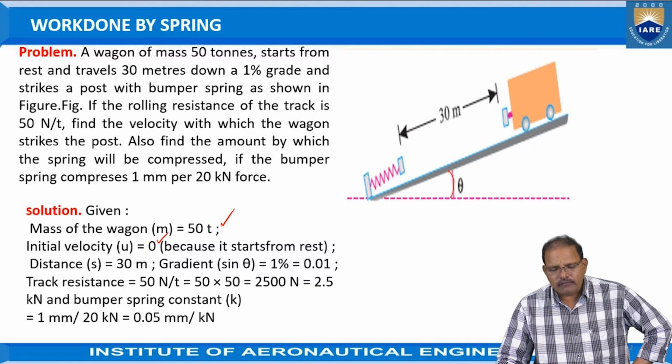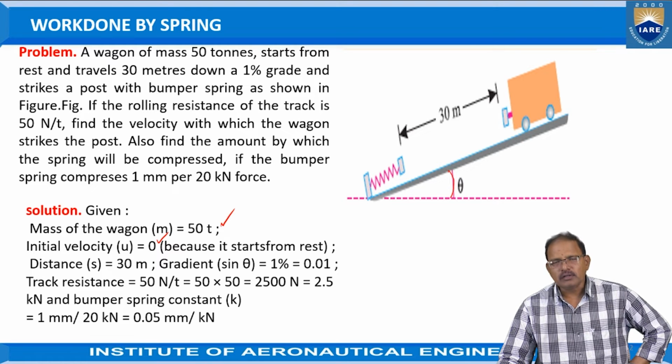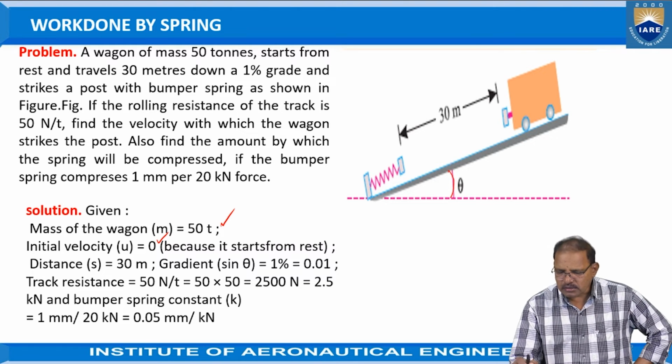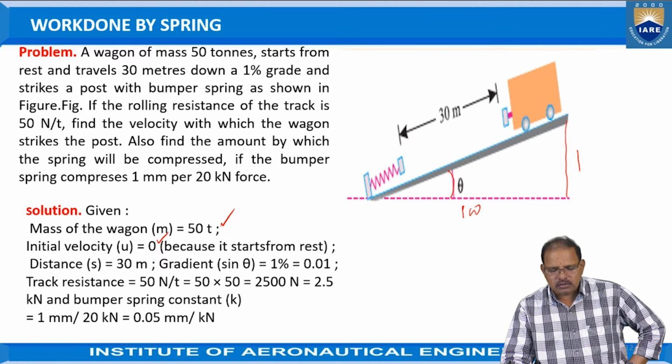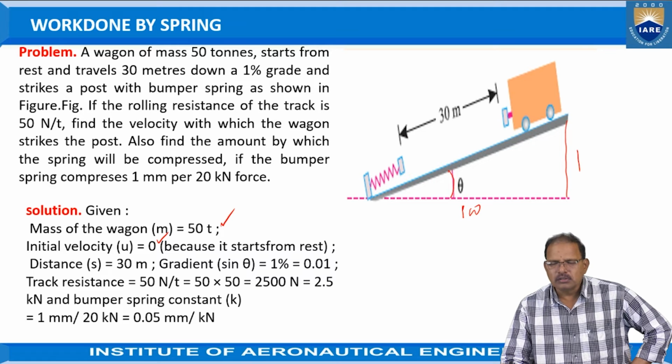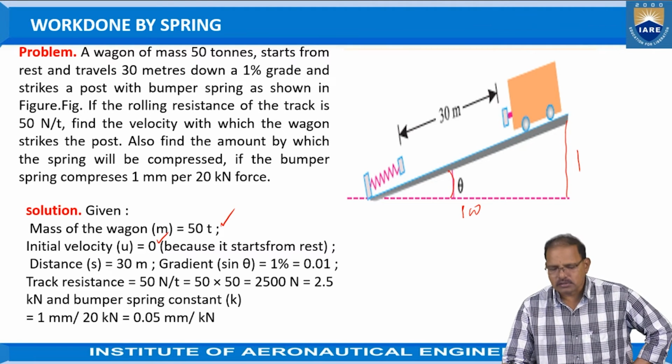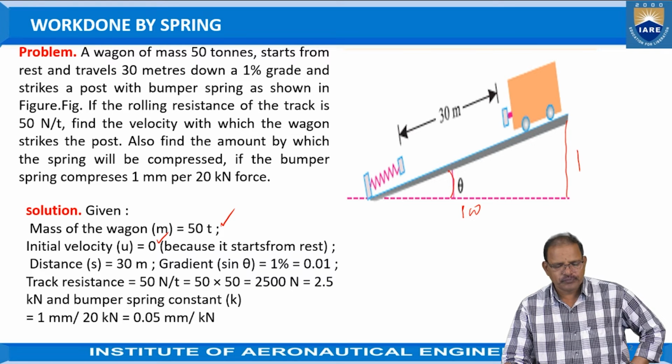At 1% grade, that is, the inclined plane has a grade of 1 in 100. That means for every 100 m, it rises 1 m. Generally, sin theta is equal to 1 by 100, which is equal to 0.01.